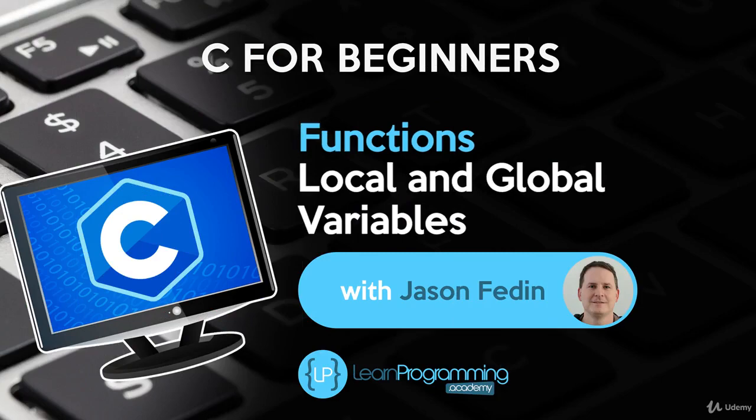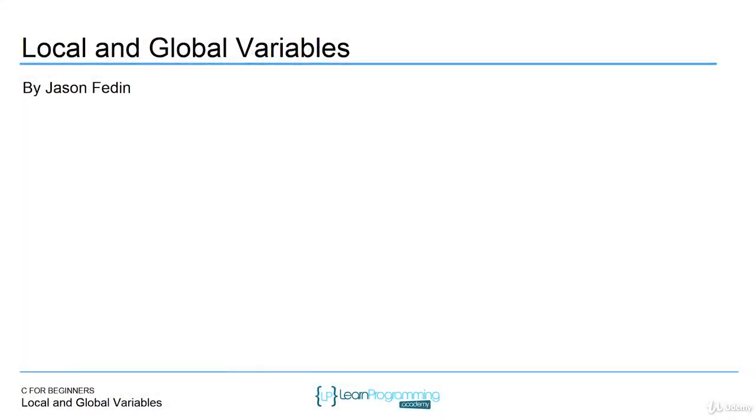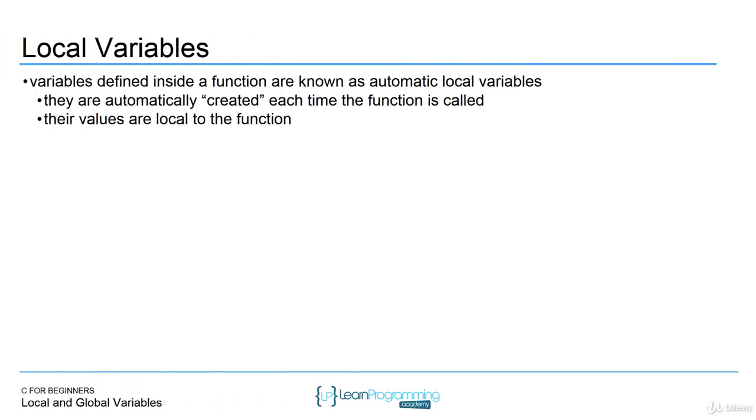Hello, welcome back. In this lecture, I want to talk about local and global variables. This is really the concept of function scope, or in general, program scope. It has to do with when you can use variables and when you cannot use them. We know what functions are, so now I want to talk about local variables.